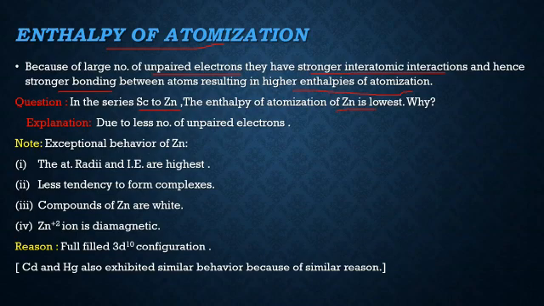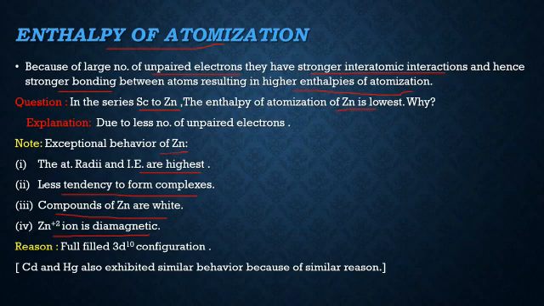Now, exceptional behavior of zinc. Zinc has many exceptional behaviors, like its enthalpy of atomization is very low. It forms white compounds instead of colored complexes. The reasons are: first, the atomic radii and ionization enthalpies are highest. Second, less tendency to form complexes. Third, compounds of zinc are white. And the fourth, zinc forms diamagnetic ions.